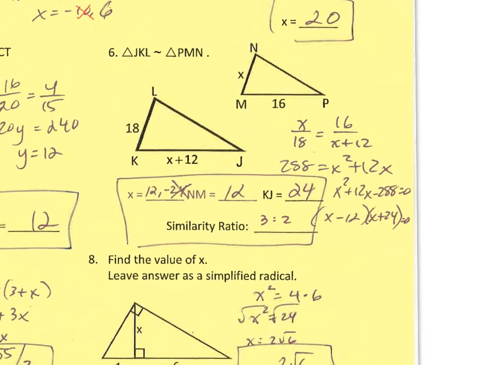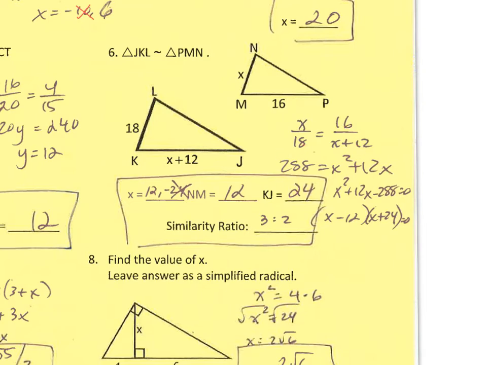So 6, kind of the same thing. You got the statement of similarity, which tells you which sides correspond. LK corresponds to MN, so x over 18 equals 16 over x plus 12. If I start with x over 18, I have to come back to the small one and go 16 over x plus 12. You could have gone 18 over x, but then you have to go x plus 12 over 16. Either way, this should be your cross products.